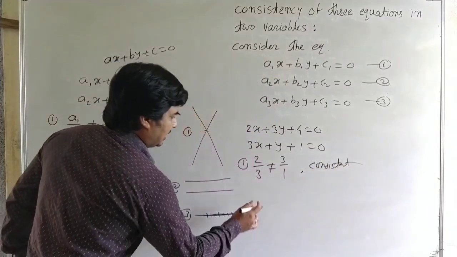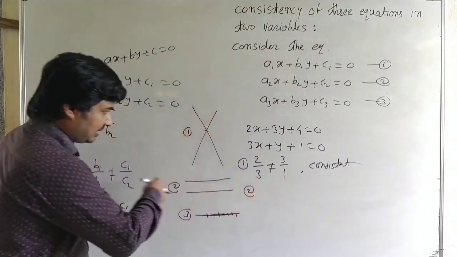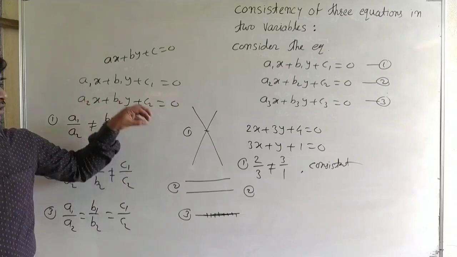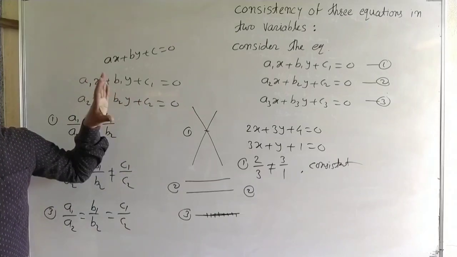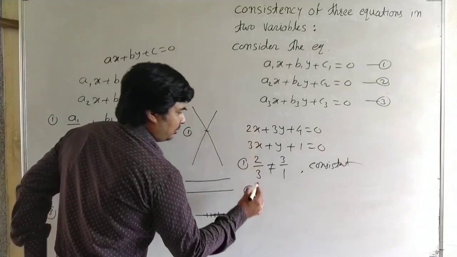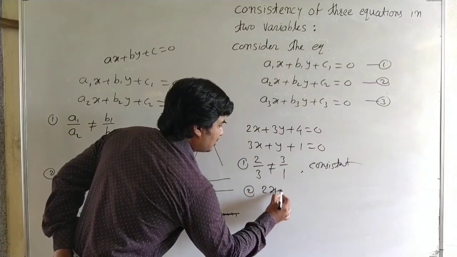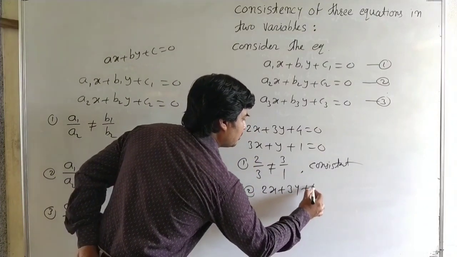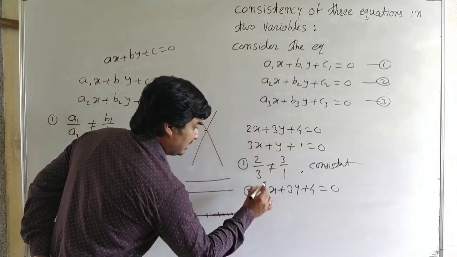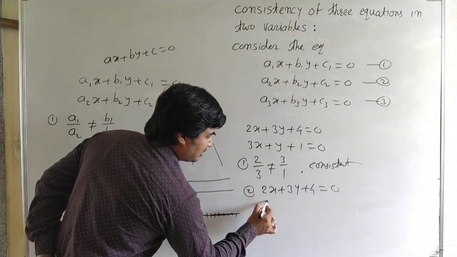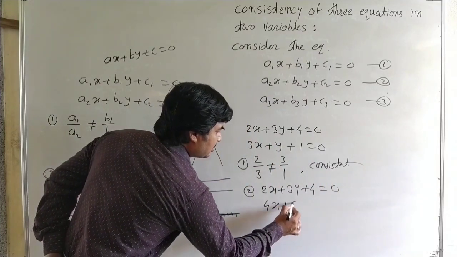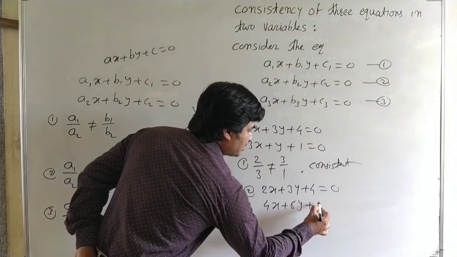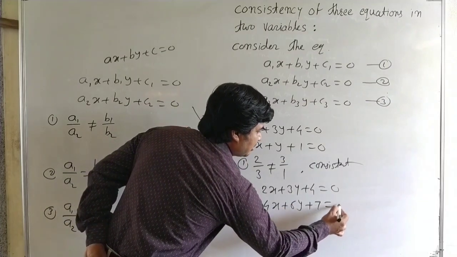Okay, consistent. Then the second case: the lines are parallel. Lines are parallel means they have the same slope. Okay, slopes are equal. So we can write here, 2x plus 3y plus 4, equation number 1, same as it is. And the second equation, see carefully, 4x plus 6y plus 7 is equal to 0.